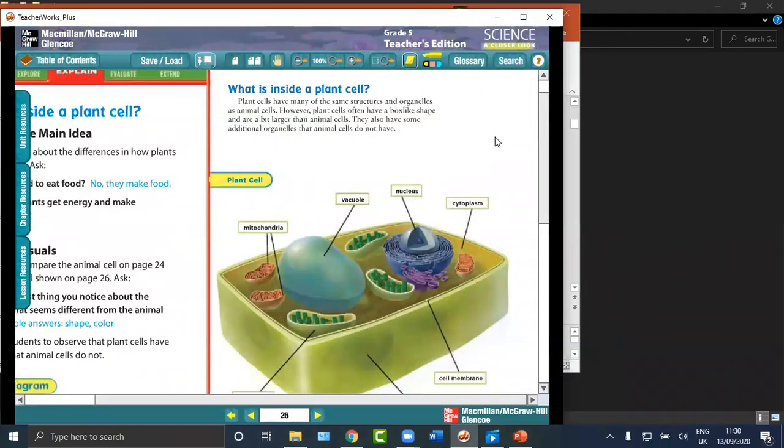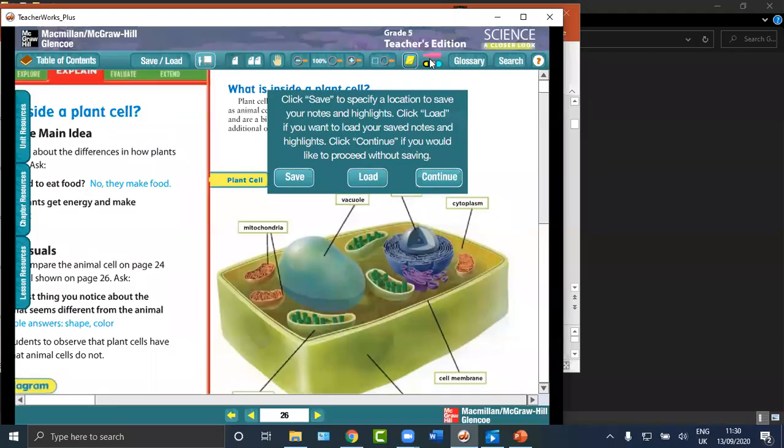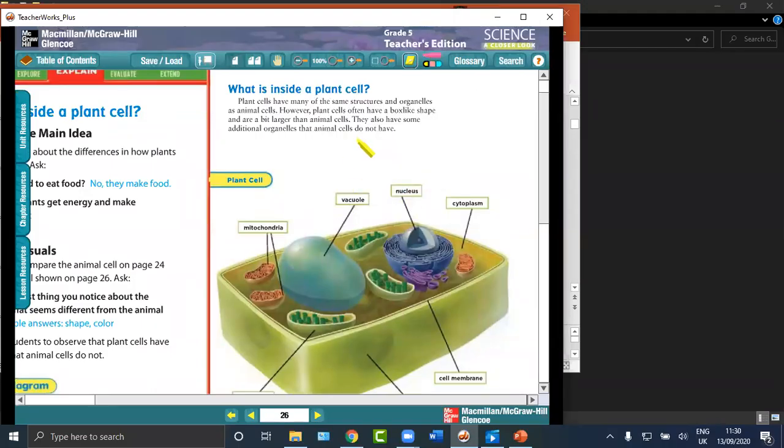Continue. Structures that animal cells do not have. You can highlight plant cell, box-like shape. This information is so important. A bit larger than animal cells, if you compare between two cells, animal cells and plant cells.